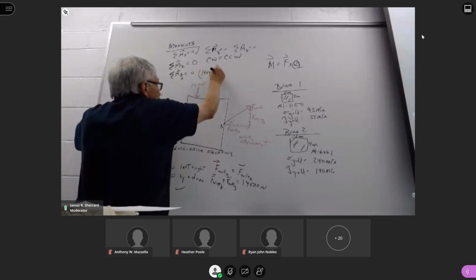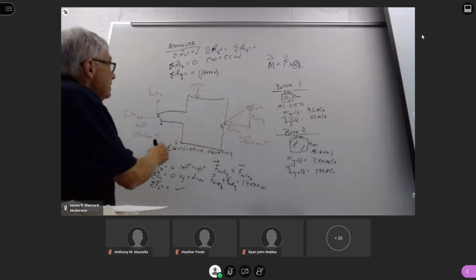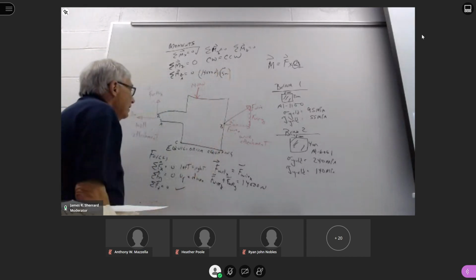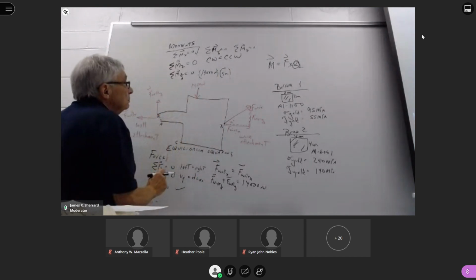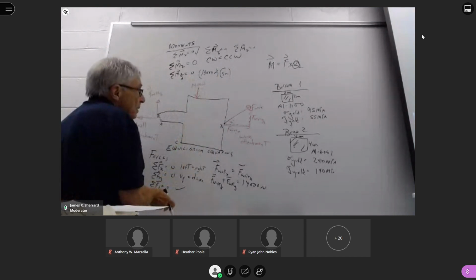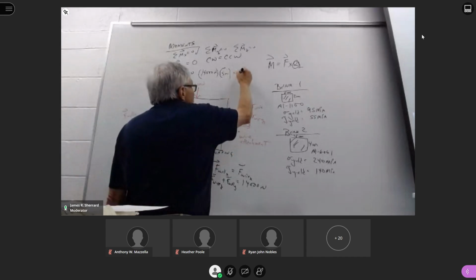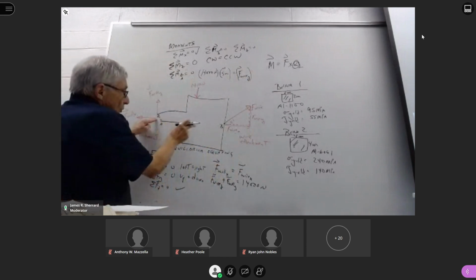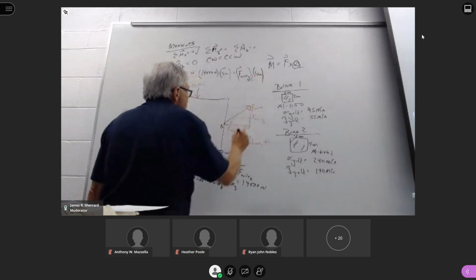So that's going to be 14,000 newtons. And the distance to that point is going to be 5 meters. 4 from here plus 1 more. That's the only thing that's making it go clockwise. For counterclockwise, we have this guy on the end, which is F wire Y. And the distance there is 4 plus 6, which is 10 meters.